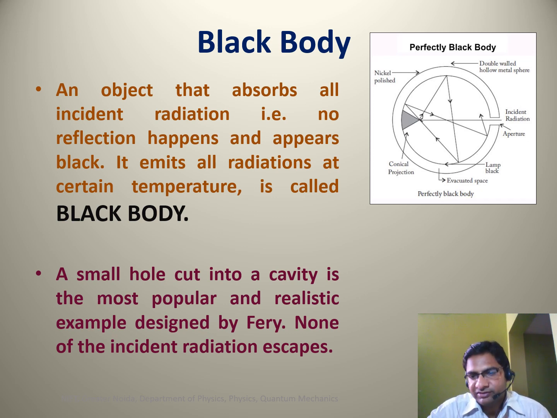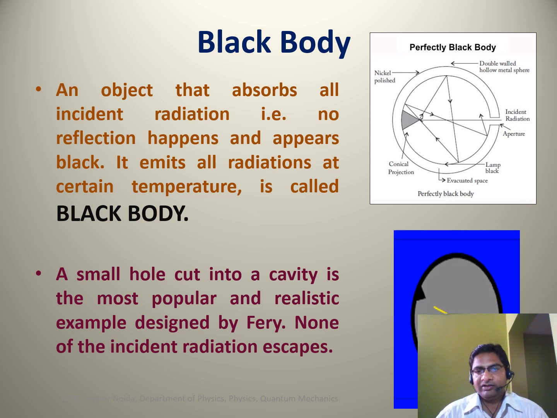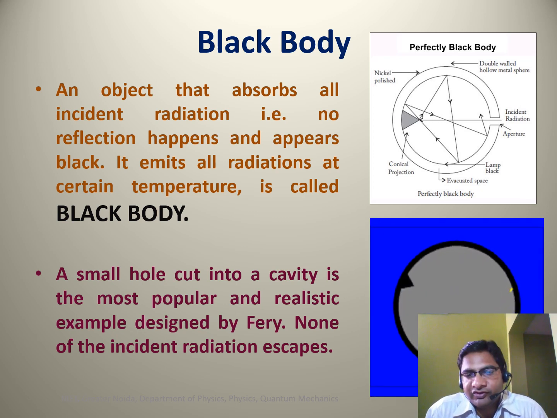Now let me show you the animation of this. So here, this is the animation of this perfectly black body. Whatever radiation is coming inside this sphere, which is lamp black inside, can never come out. So this may be considered a perfectly black body practically.